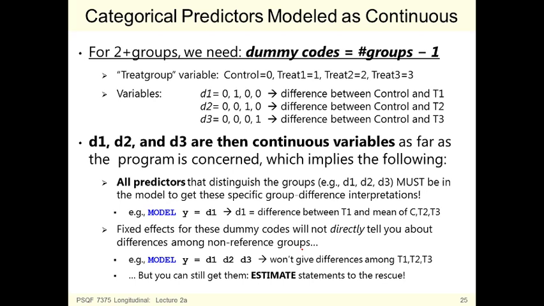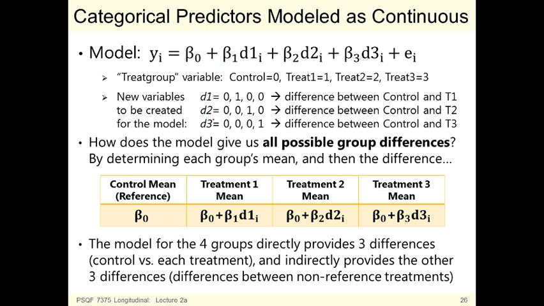Oh, see, I'm going to disagree with you there, because I'm going to teach you something faster. Does that sound good? Estimate statements. So here's what it looks like. This part, I'm guessing, you're familiar with. How does the model tell you what the mean is going to be for each group? If this is my model with my 3 dummy codes for the group differences relative to control, then beta 0 is the control group mean. Beta 0 plus beta 1 is the mean for treatment 1 whenever D1 equals 1. Beta 0 plus beta 2 is the mean for group 2, and this is the mean for group 3.